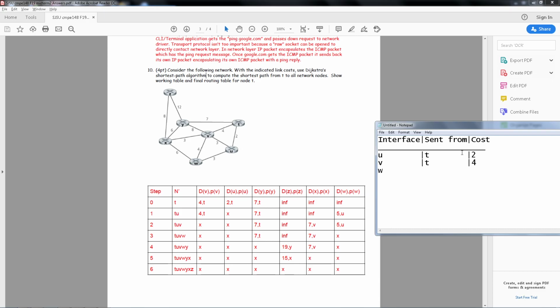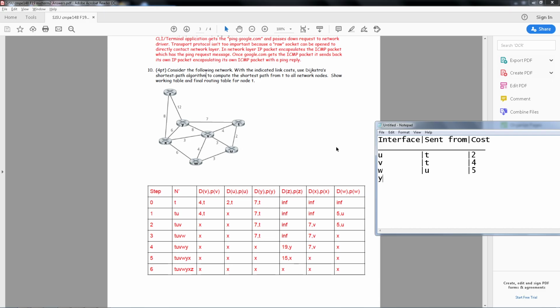So let's do W next, because I'm just going to follow this now to make things simpler on U. So W, which is all the way over here, it comes from U, as we can see right there. So it's a cost of 5. So we sent it from U. Obviously, this means we're sending it from T to U to W. I hope you understand how that worked out.